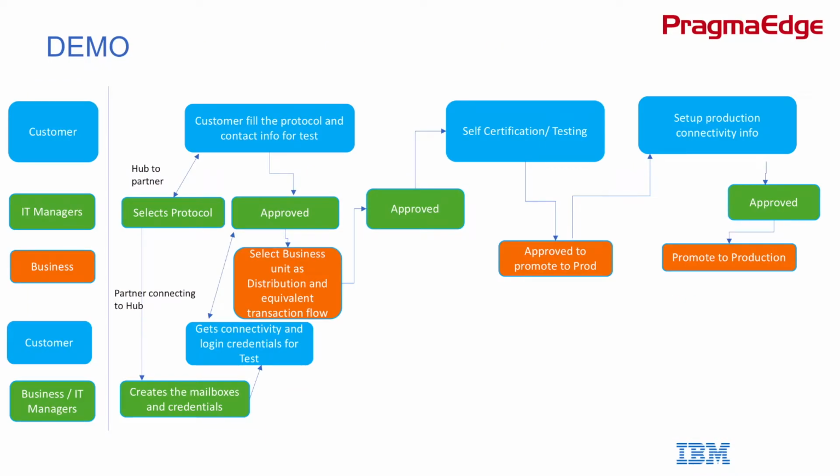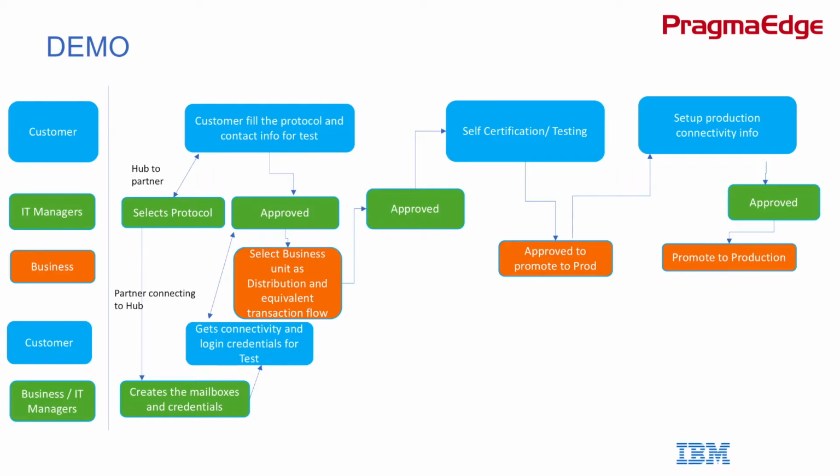Here is a generic flow for a partner onboarding through PEM for a distribution network, wherein the customer sends out a register form to the partner, and once approved, the customer can roll out an onboarding activity to the partner. Customer fills out all the protocol and contact information and sends it out to the sponsor for the approval. Once approved, you can select your business network as distribution and select the equivalent transaction flows, whereas you can include the 850s, the purchase orders, 856s, and set up all the workflows for the same.